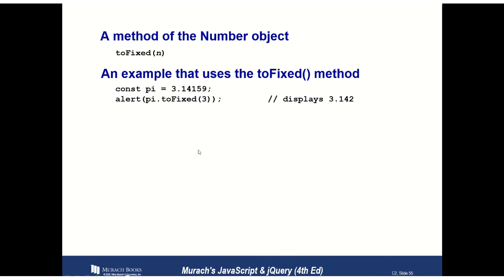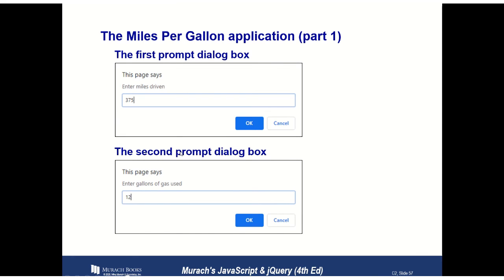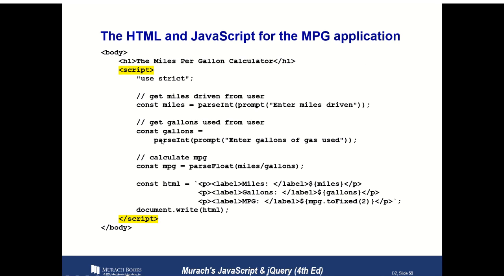Okay, so for the method of the number object, you can do toFixed. It's a method passed the numeric literal 3, which means it will round the value of pi to 3. So let's say here pi.toFixed(3), that means it will display 3.142. Up to 3 decimal points it will be fixed. So the miles per gallon, we have done it already. That's the MPG application that we tried to solve in this chapter.